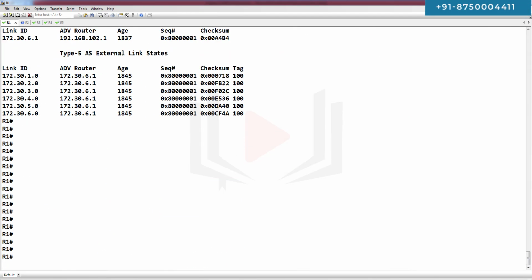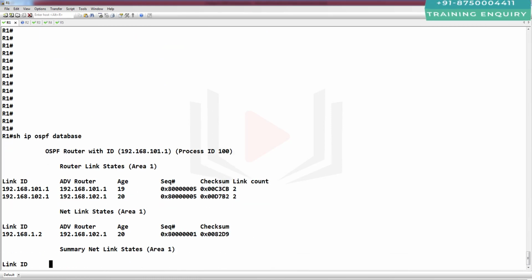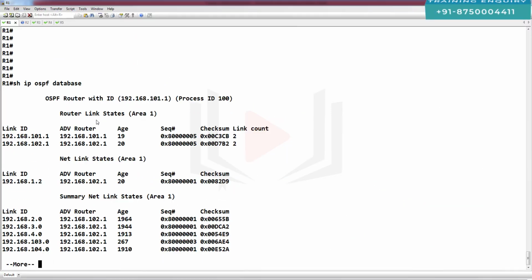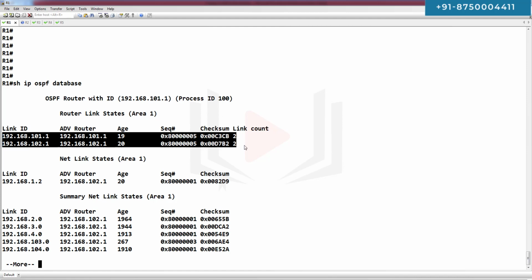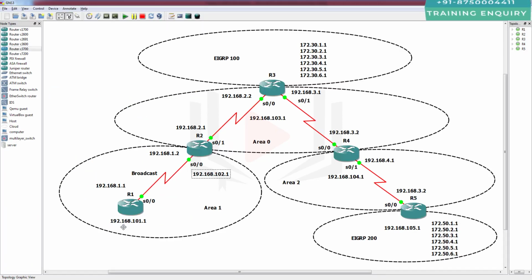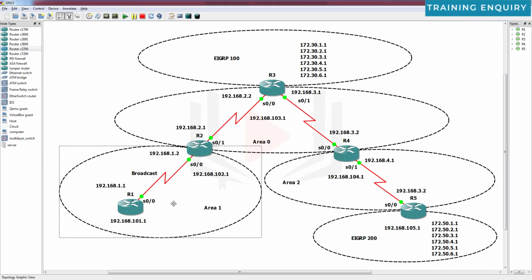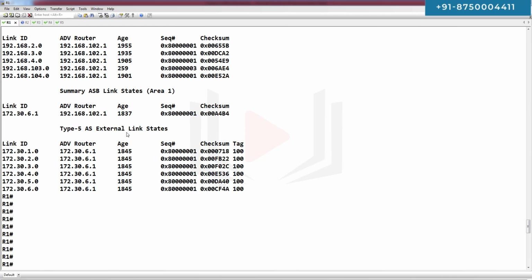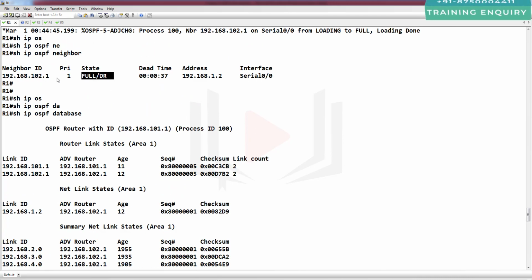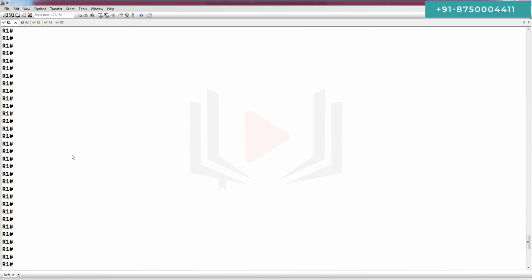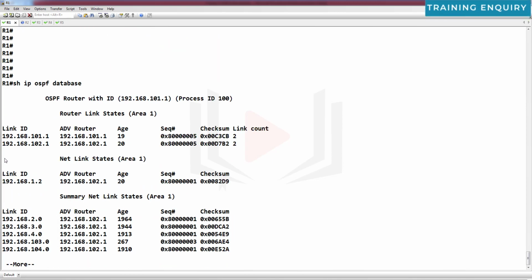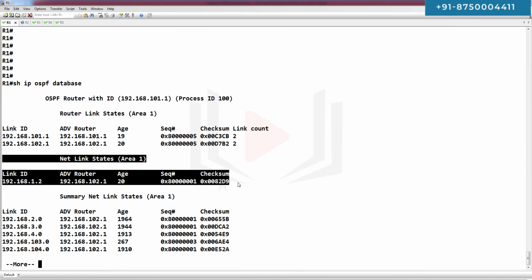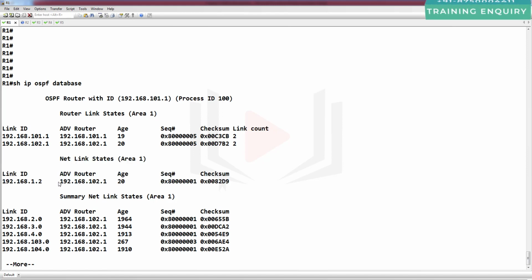First is router LSA. It contains the router ID of a router: R1, R2, 101, 102. Then network LSA. Network LSA contains the DR router ID, and you can see here the designated router is 102. Network link state means network LSA. It contains the DR router ID, sent by the DR.